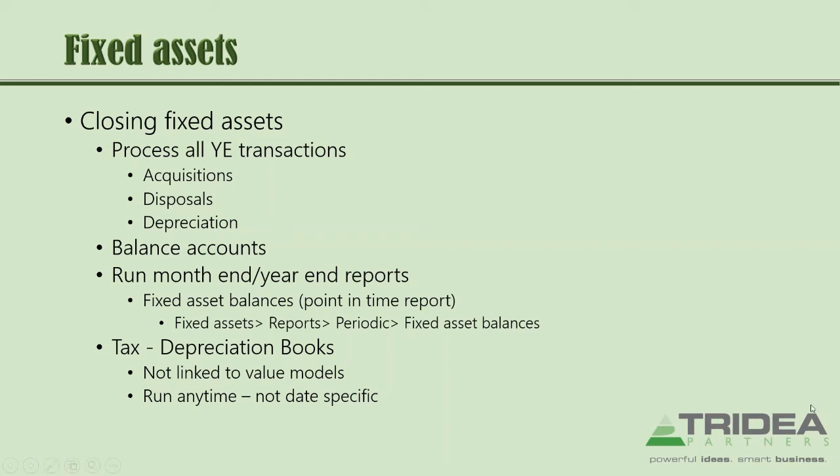And then moving on to tax depreciation books. This is something that probably a lot of you don't use, and it's something in AX that you can set up to manage your tax depreciation for your fixed assets. The important thing to note is it's not linked to your value models, it's not linked to your GL, and it's also not really date specific. So this is one of the few areas where you can actually come back and run transactions for the prior year after you've closed December.